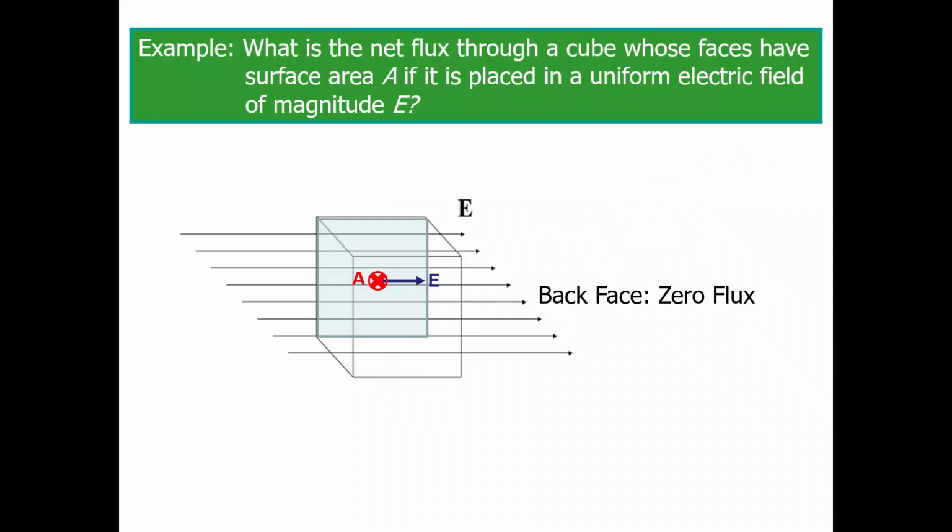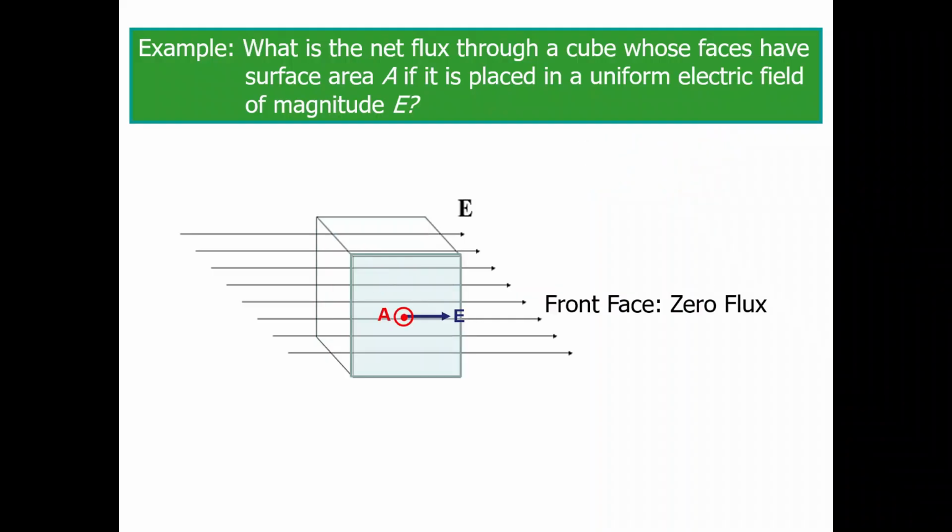If I do the back, A is pointing into my screen, so that's what that X is showing. This X shows into the screen. A dot with a circle around it would be out of. You're going to see this a lot more in this class than you might have in your 1401, because we're going to be much more three-dimensional. So that is also going to be at 90 degrees, so no flux. And the front, that A is pointing straight out of the page. Our E is to the right, so those are also at 90 degrees, so no flux. So those sides, top, bottom, front, and back, have no flux.